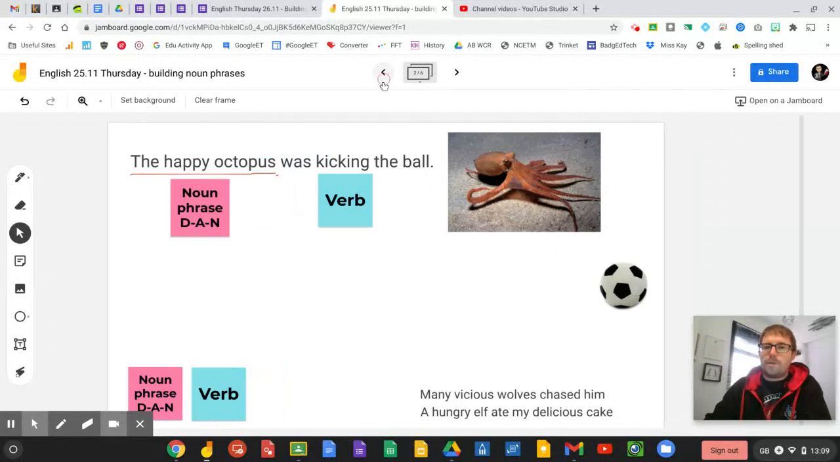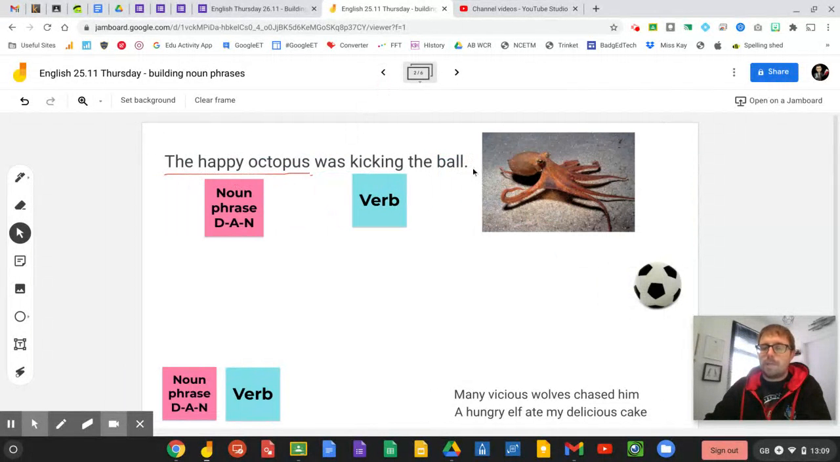Now I'm just going to compare it to our very first sentence. We had the happy octopus was kicking the ball. This time the ball is just a ball. It hasn't had any description added to it. So we could have improved this sentence by adding an adjective describing that ball. So we'd have had determiner, adjective, noun, making it, I don't know, the heavy ball, the soft ball, the white ball. So just trying to expand our description a little bit more.